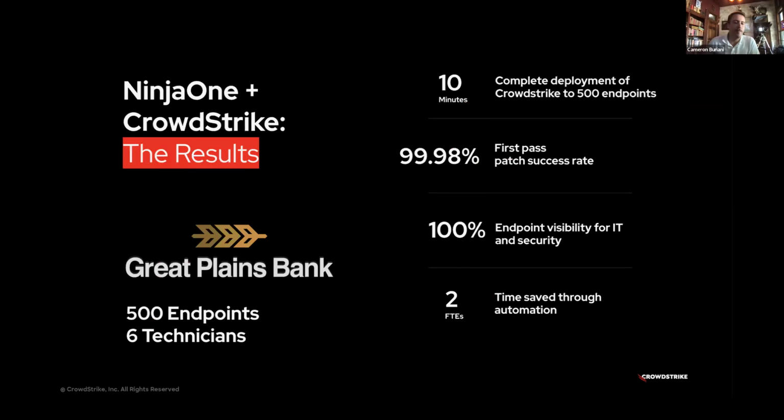Now, Jeff did talk about the Great Plains Bank. I'm not going to rabbit hole too long on this, but what I do want to talk about is that top option there where it says 10 minutes to deploy to 500 endpoints with an almost 100% first patch success rate. So if you're trying to think about pushing this out, because you're already using Ninja, one of the more difficult portions is done, which is the management of those endpoints. Push it out silently without rebooting your end user's machine and with no end user intervention. I'll show you those parameters, but they will be none the wiser that you've deployed CrowdStrike onto those endpoints.